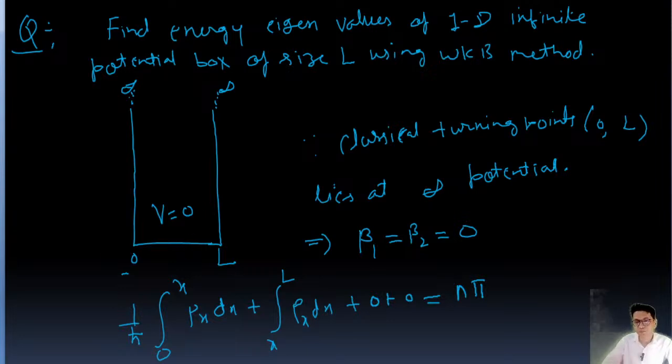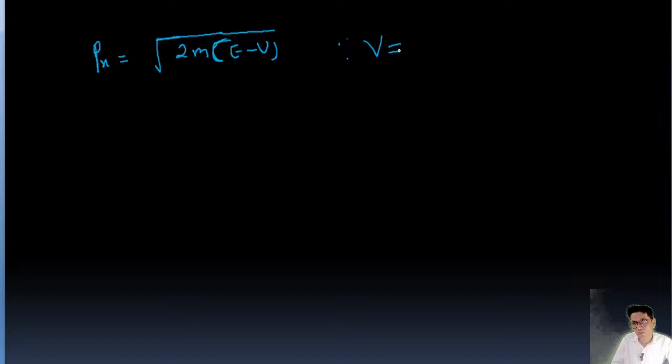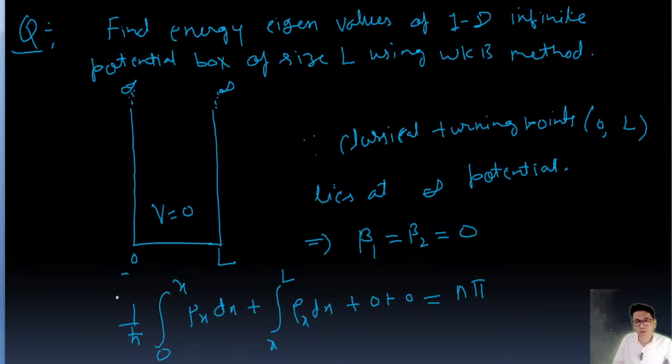Now we'll write the value of p. Okay, Px, right? The value of Px is going to be root 2m e minus v. Okay, since v equal to 0, this is given, right? V equal to 0, so the value of Px is going to be root 2me. Okay, this is the value of this.